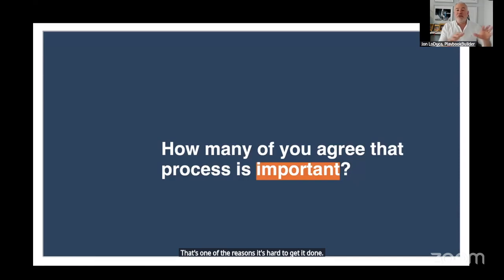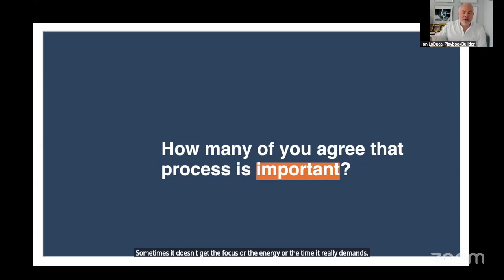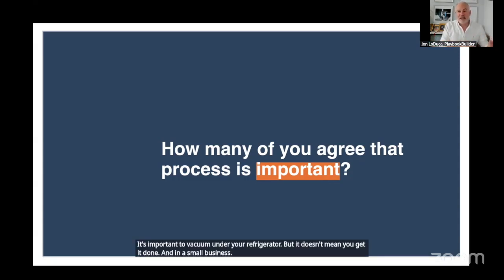If process is viewed as being urgent, boy, does it get the resources and the time it needs. But when it gets shuttled over to the category of importance, sometimes it doesn't get the focus or the energy or the time it really demands. Like it's important to vacuum under your refrigerator, but it doesn't mean you get it done. And in a small business, urgent always takes precedence. And so trying to get process in your mind into the areas where it's urgent is a trick of thinking, but it is a huge jump.